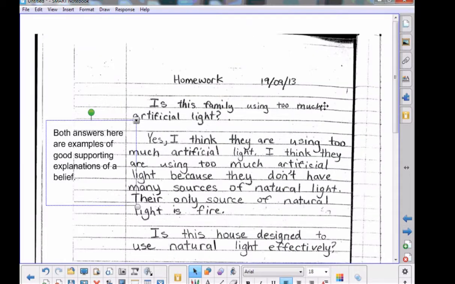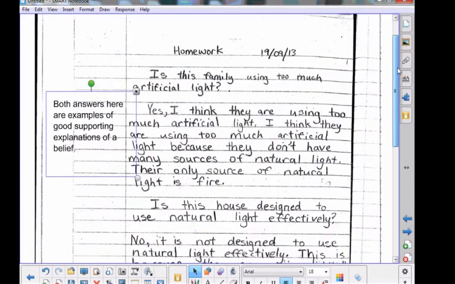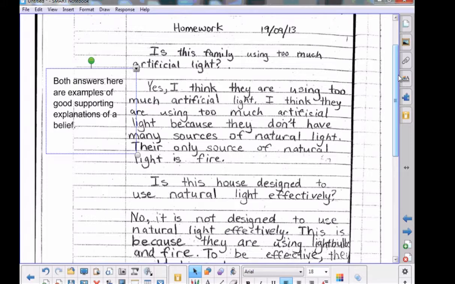Again, this was an extension to that work on artificial and natural light. Why I bring this to your attention is not because these are the correct answers. There could be multiple answers to questions like this. However, on assessments in all subjects, and especially science, these are great examples of supporting explanations of a belief.